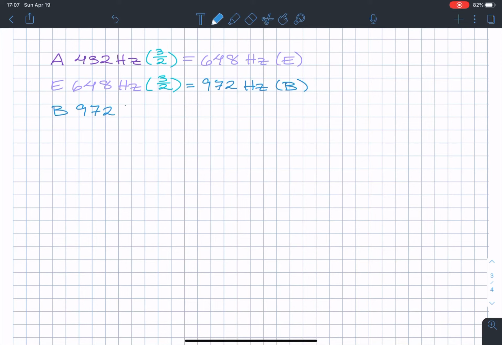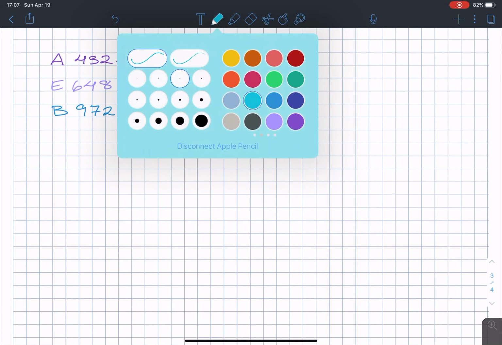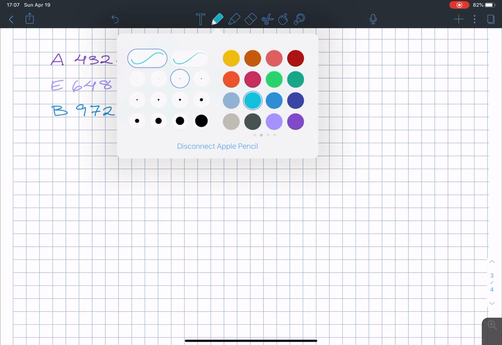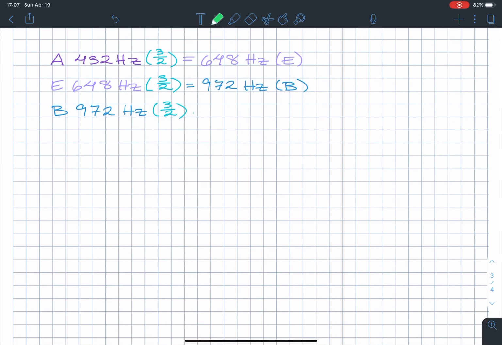972 hertz. And now I want to go up another fifth. So 3 over 2. So what does that give me? Well, 2 into 972 is going to be what? Half of 900 is 450, and half of 72 is 36. So 450 plus 36 will be 486. And if I multiply that by 3, I get 1458 hertz, which is approximately an F sharp.